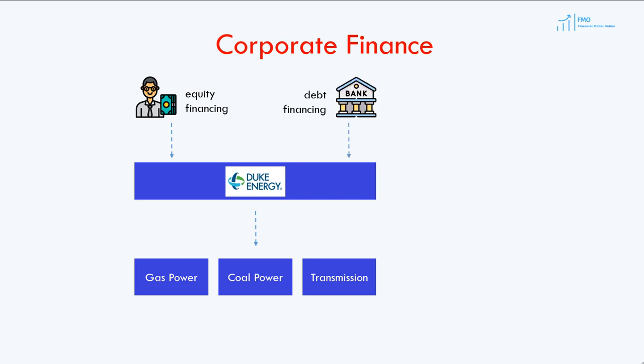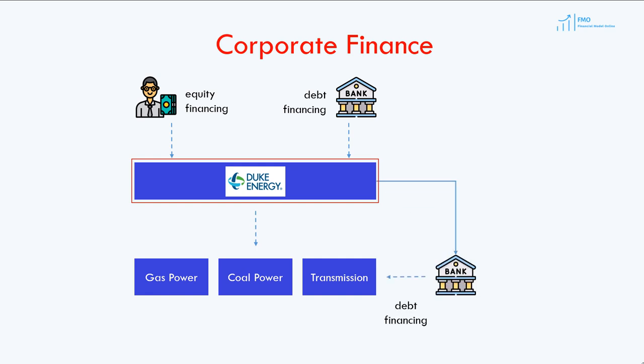To finance its operations, Duke Energy sells its shares to investors and raises equity financing and raises debt financing from its bank. This capital raising happens at the parent company level, and once the capital is raised, it is distributed to its divisions. The divisions may also have a direct relationship with banks and raise debt financing directly. However, it would always carry the parent company guarantee, which would essentially mean financing at the parent level.